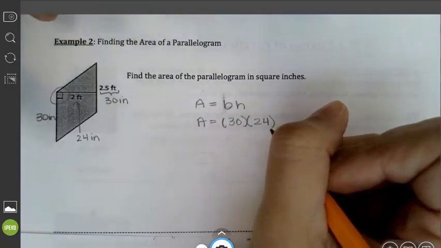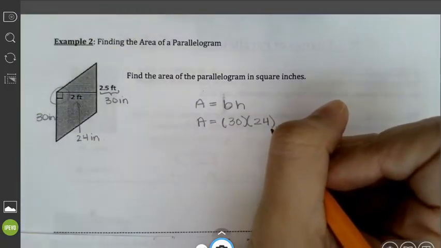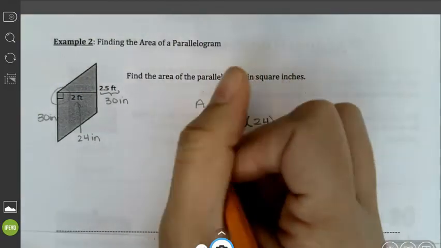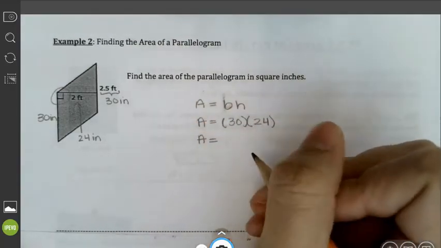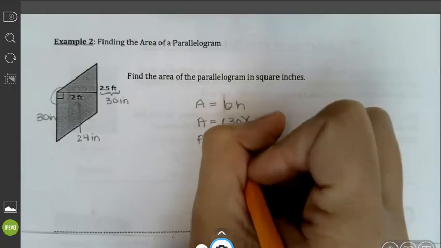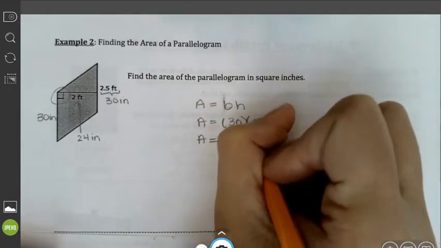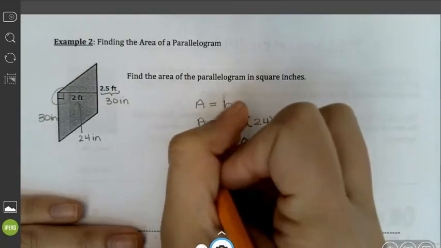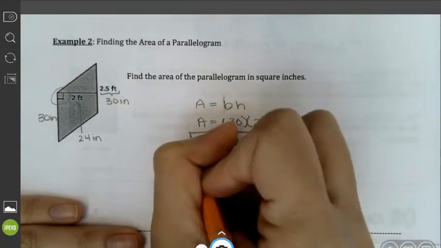You can also rotate your paper if you're given paper or if you want to print out any worksheets while you're doing them at home. But you can rotate it if it's difficult for you to see the base without it being on the bottom. And that gives me 720 inches squared.